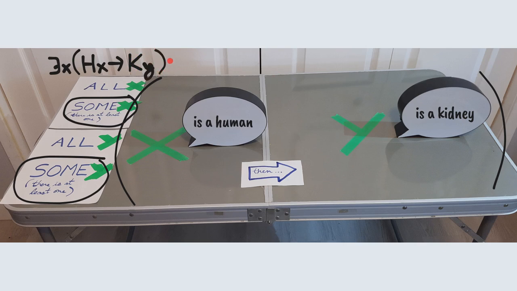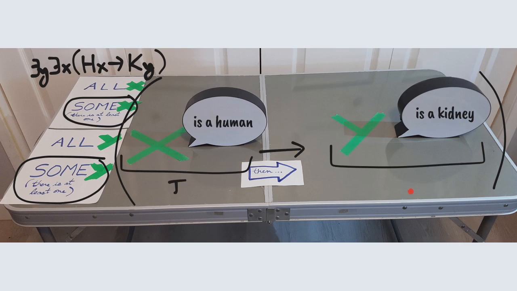And I also missed an existential quantifier. I need to quantify my Y. So here we go, some Y. There's at least one X you'll find, and there's at least one Y you'll find over here, such that if you can in point of fact put something here of which it is true to say that it is a human, then I'm guaranteeing you that you'll be able to say truthfully about some other thing that you'll put in here that you'll successfully find that it is a kidney. And that's a true claim, by the way.